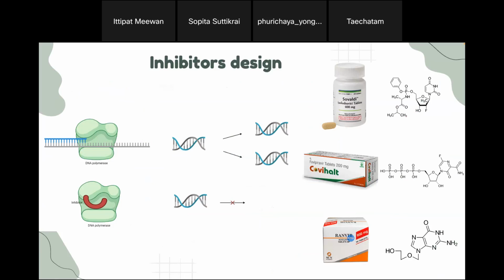Which is another small molecule that can block the polymerase. You can see those are nucleotide analogs, right? The nucleotide is the building block of, I mean not the protein, of the DNA or RNA, right?